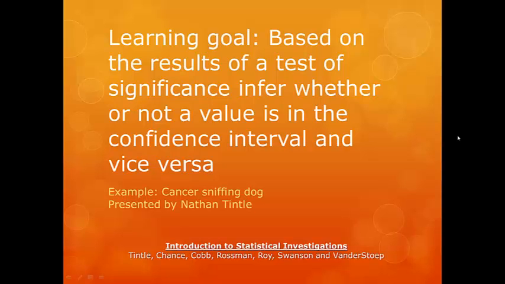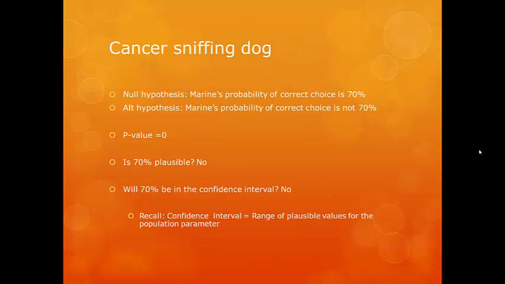In this learning goal video, we're going to talk about how the results from a test of significance tell you something about whether a null hypothesis value of the parameter is in or not in the confidence interval, and vice versa. We will use the cancer sniffing dog data set to talk about this learning goal.